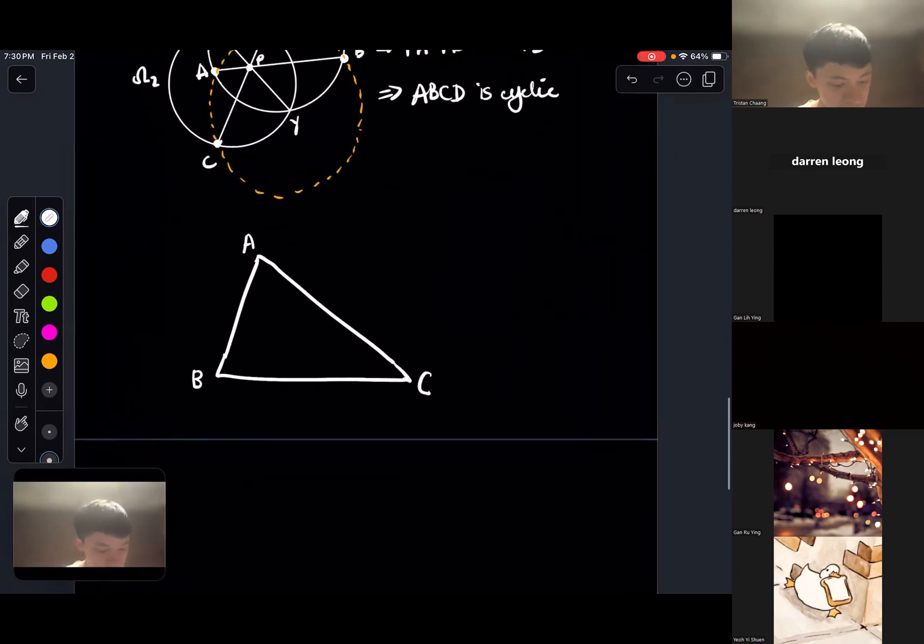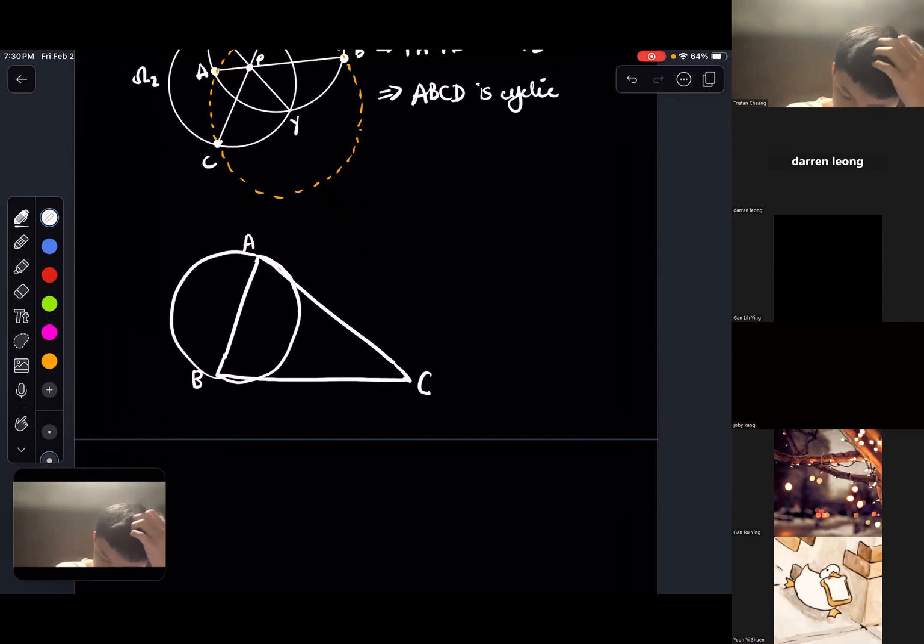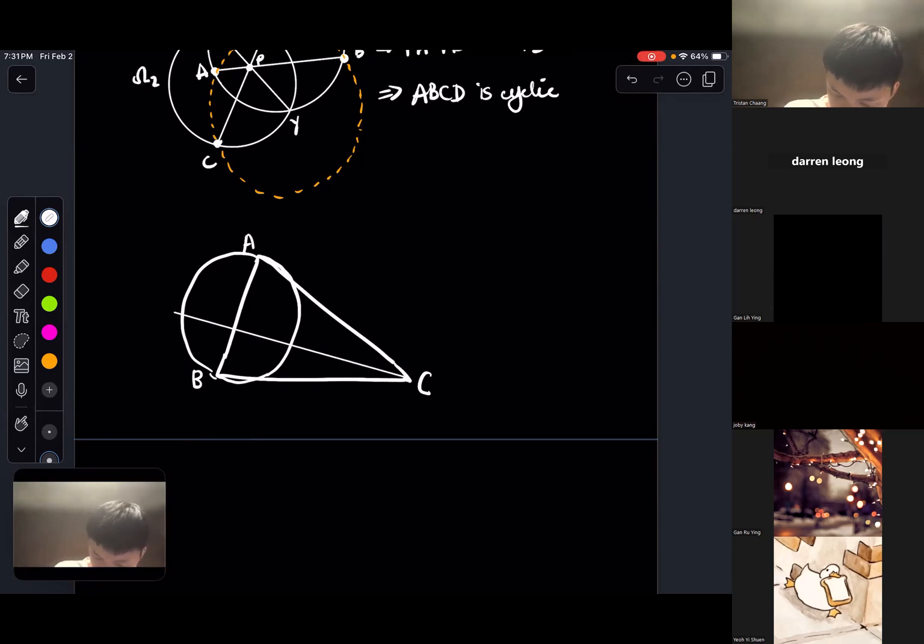Okay, cool. So let's say there's an acute angle triangle ABC. And then let's say the circle with diameter AB intersects altitude CC prime at two points, let's say M and N.